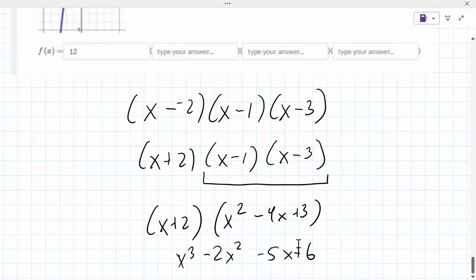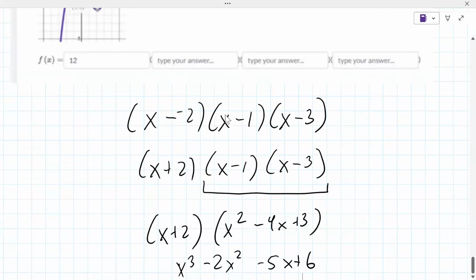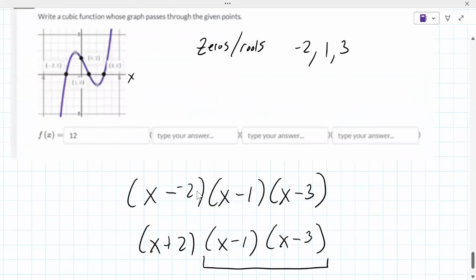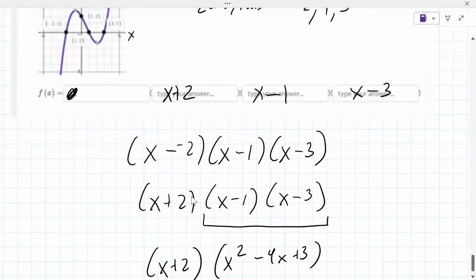Oh, you know what? I'm so sorry. We didn't have to do all that. I mean, it's not the worst thing in the world, but I didn't see. It's fine, it's practice. So you have x plus 2, x minus 1, x minus 3 in here. Now, we still have to figure out this number in front. To do that, let me actually grab this right here.